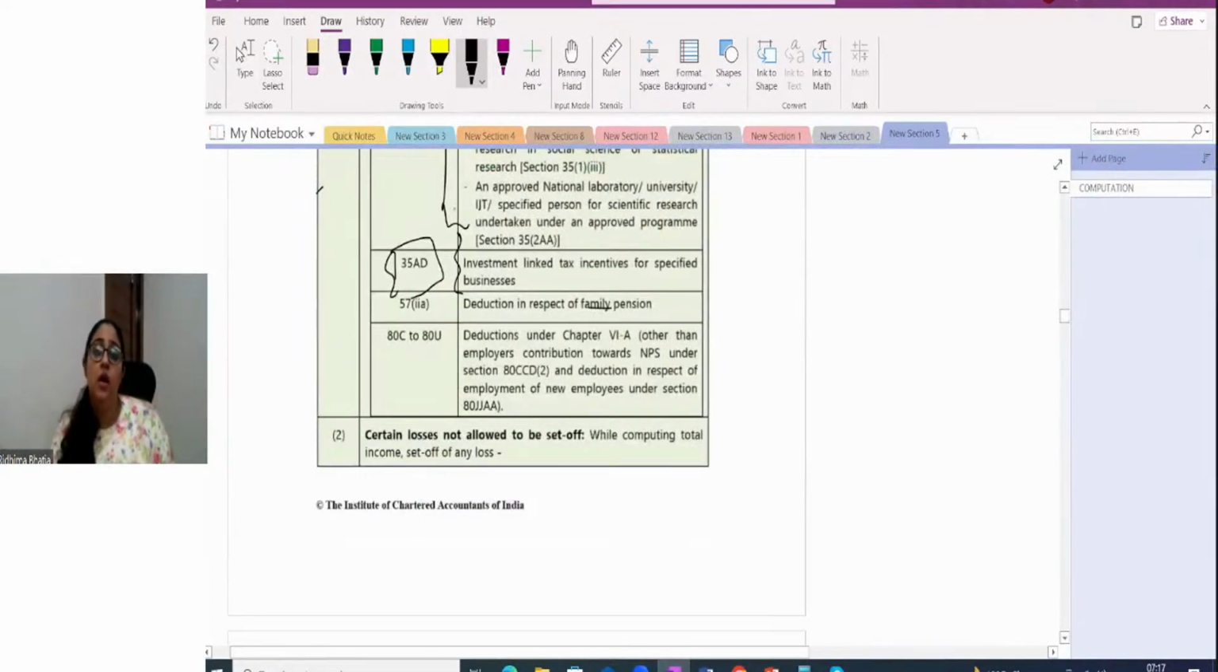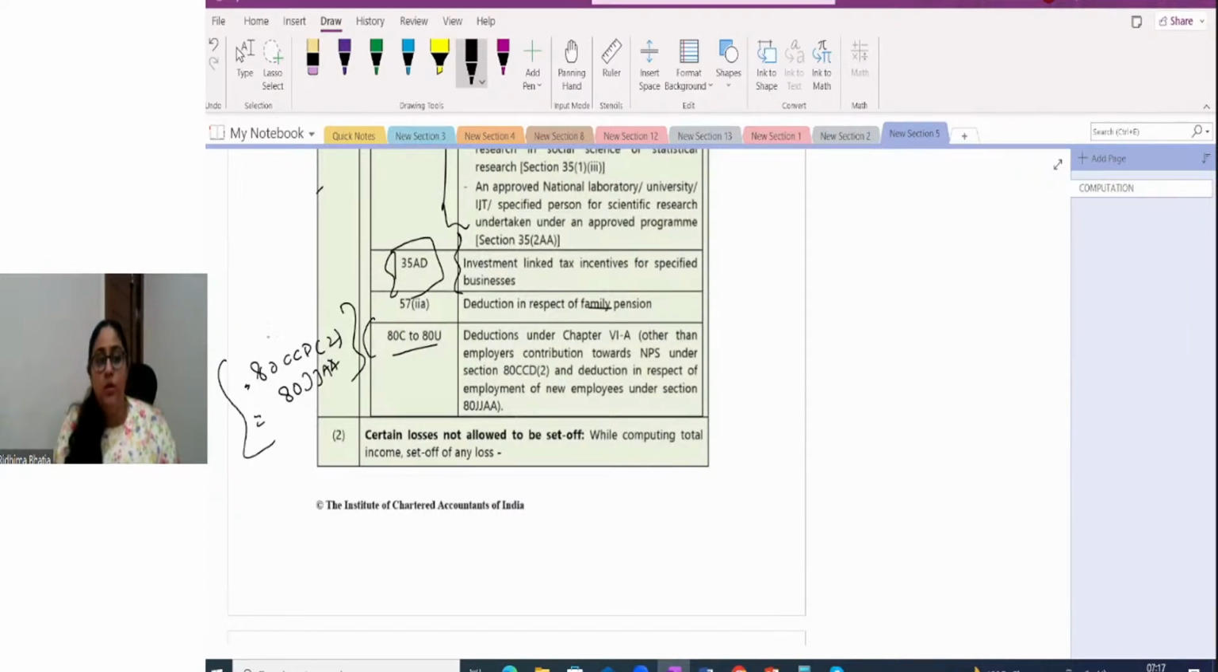And then this is about particular heads. And then 80C to 80U also would not be allowed. Now 80C to 80U, everything would not be allowed except 80CCD subsection 2, which is my employer contribution to NPS, जो मुझे 10% of salary मिलता है और 14% of salary मिलता है in case of central government employees. I'll only get this. 80JJAA. This would be allowed and rest would not be allowed.